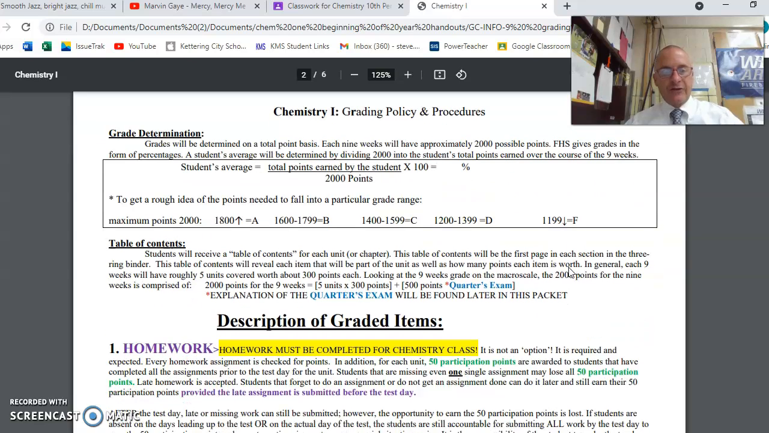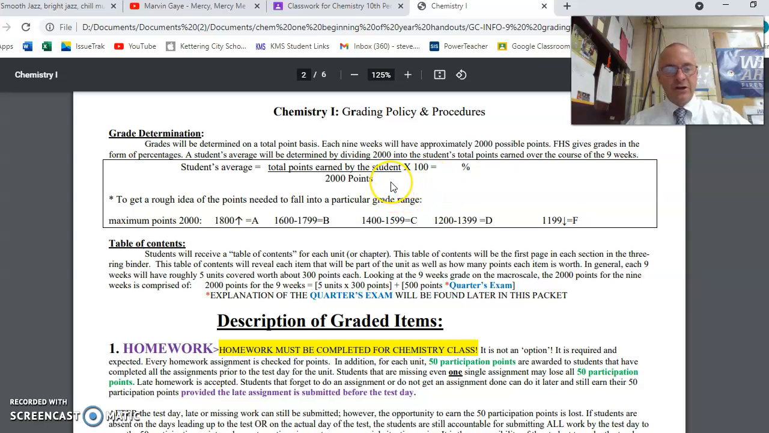All right, in this class, how do we grade? We grade on a total points basis. That means everything that you do, you will receive points for. Now, the school district grades on a percent. So at the end of the 9 weeks, all we'll do is take the total points that you earned and divide by the total points possible. We'll multiply by 100 and that will be your grade.